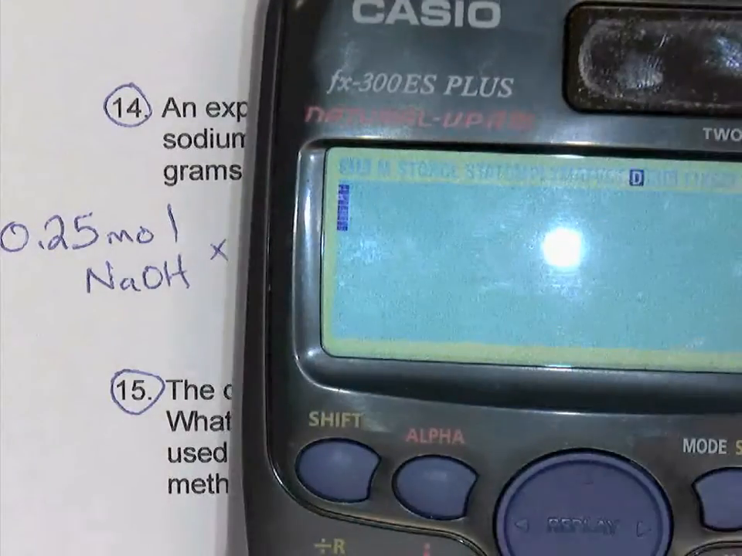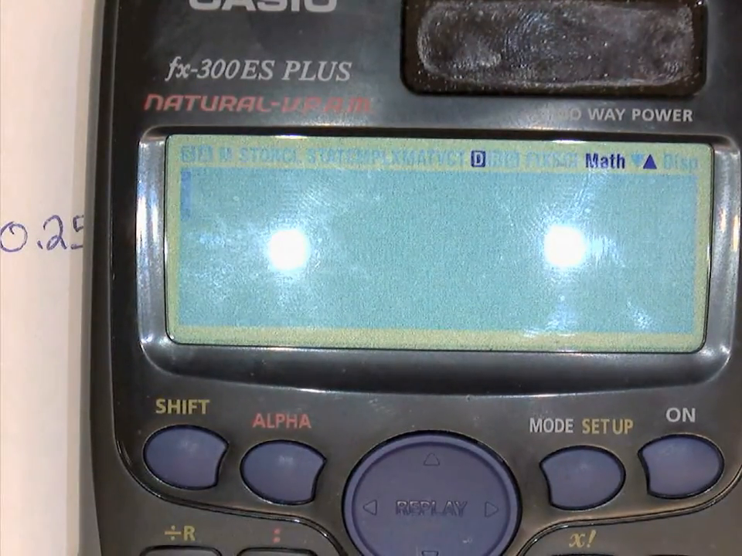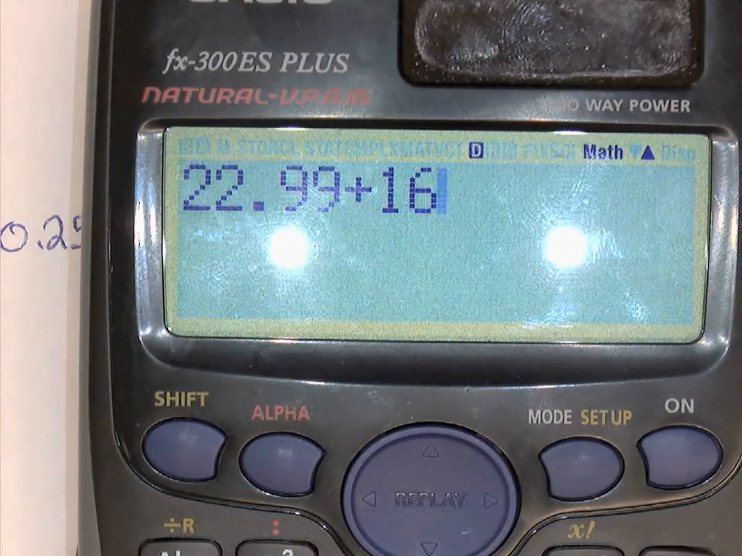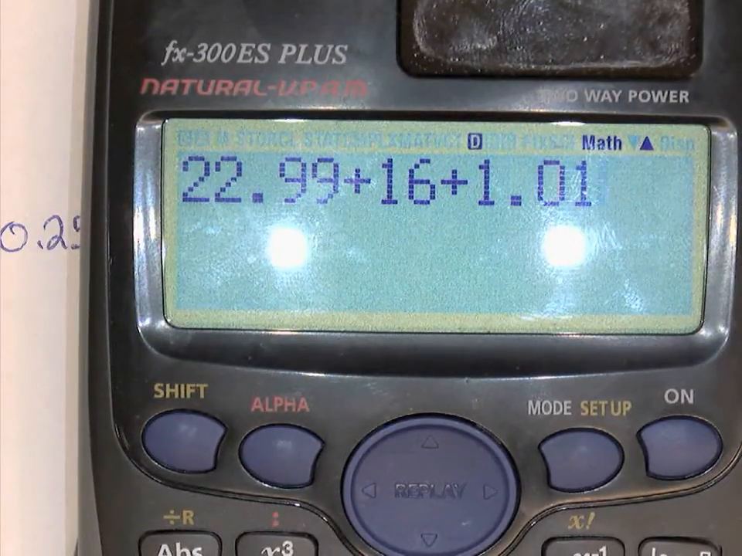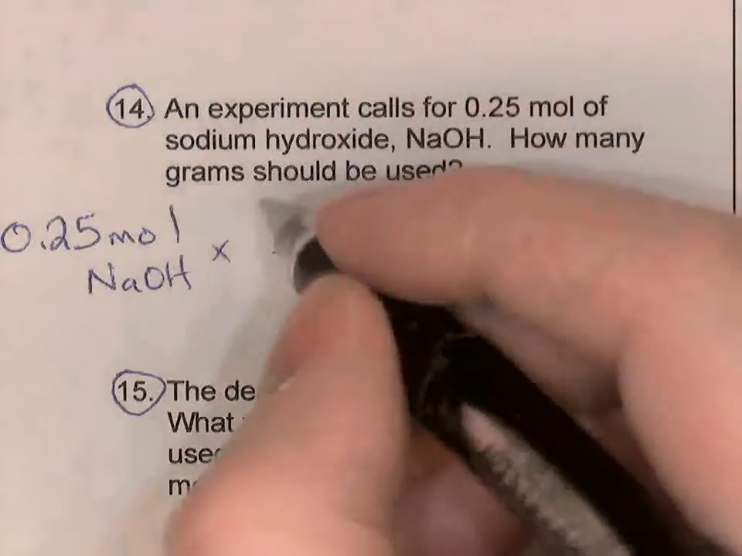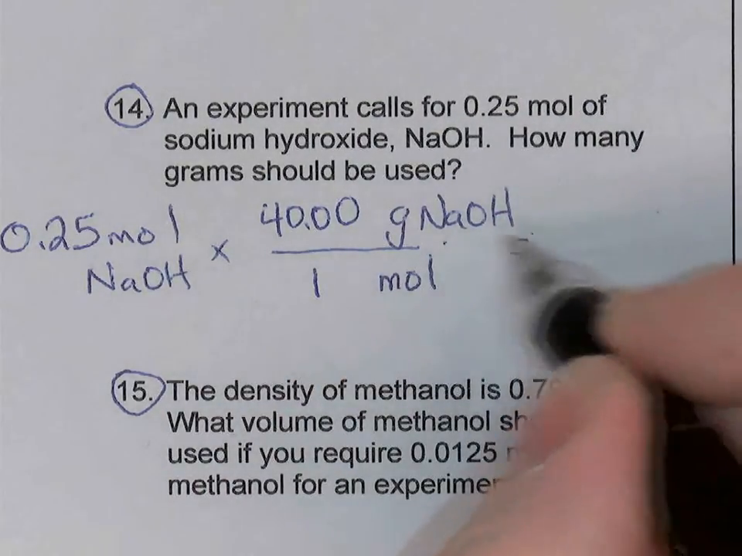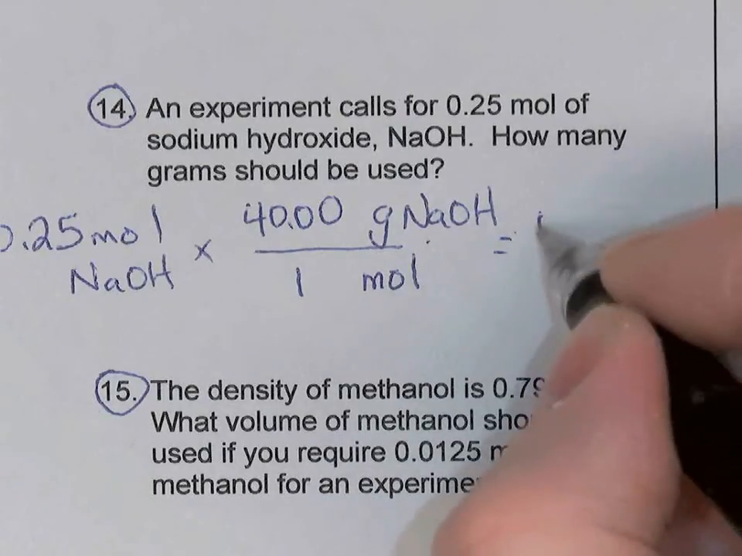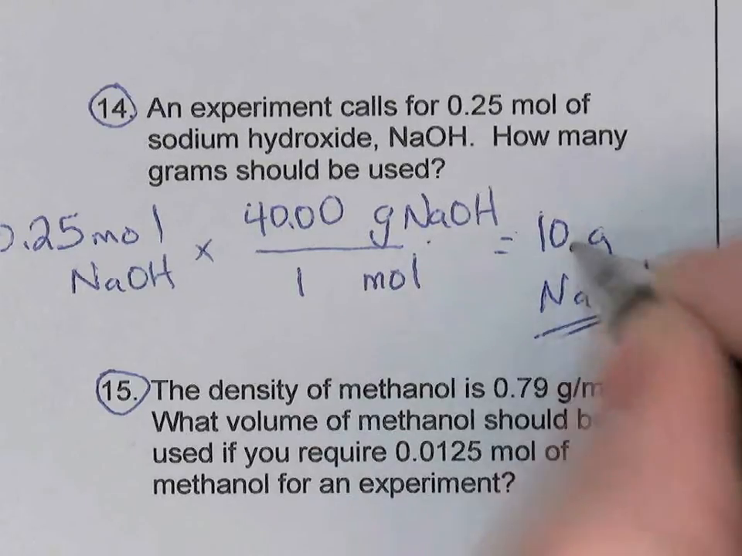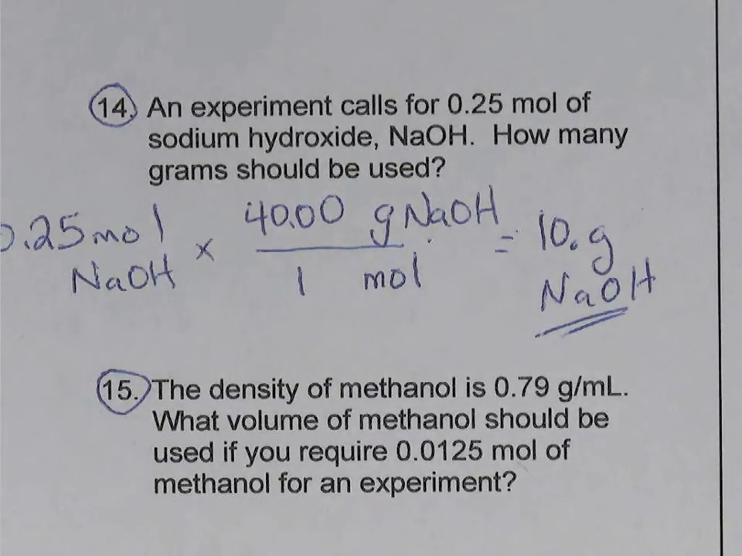Sodium hydroxide has 1 sodium, 1 oxygen, 1 hydrogen. So we look at a periodic table. 1 sodium, 22.99 grams. 1 oxygen, 16 grams. 1 hydrogen, 1.01 grams. The molar mass of sodium hydroxide is 40 grams per mole. So 40.00 grams in 1 mole. So 1/4 of 40 means we're going to need 10 grams of sodium hydroxide. And I'll keep 2 significant digits in that answer because we had 2 significant digits in the moles.